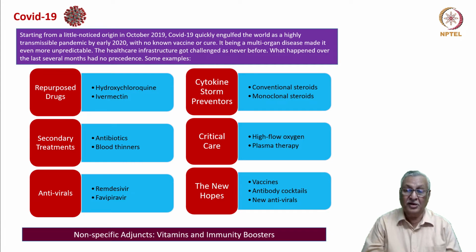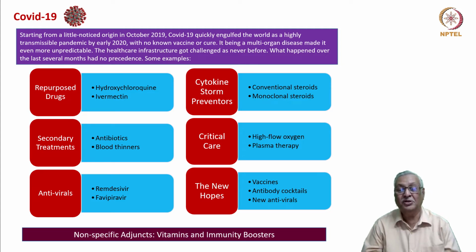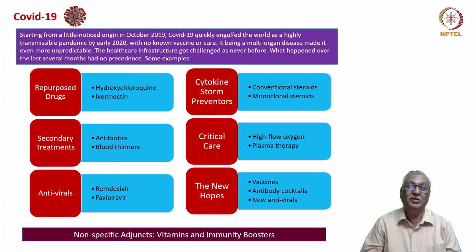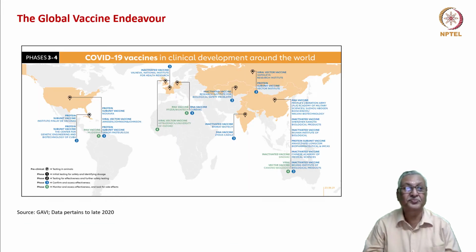Critical care relied upon high-flow oxygen and plasma therapy. And finally, there were the new hopes: vaccines, antibody cocktails, new antivirals. The first five were ad hoc, knee-jerk reactions to the enveloping pandemic. Not all were correct and not all are being continued as part of the protocols now. But the new hopes, which were based on the resurrection of the old or the good old vaccine concept, is the one which has saved humanity from continued immersion in the pandemic. There have also been non-specific adjuncts such as vitamins and immunity boosters.